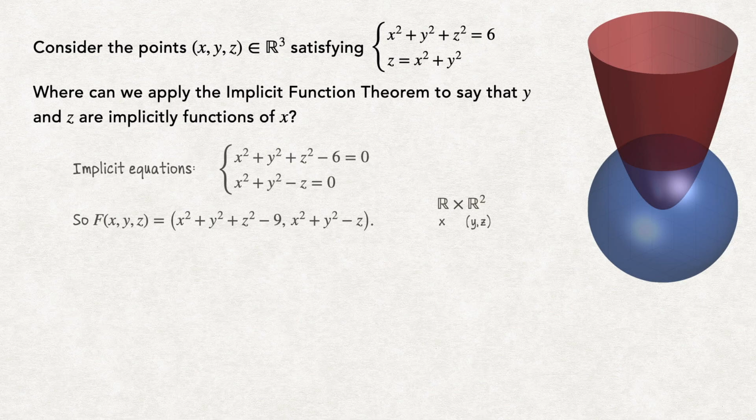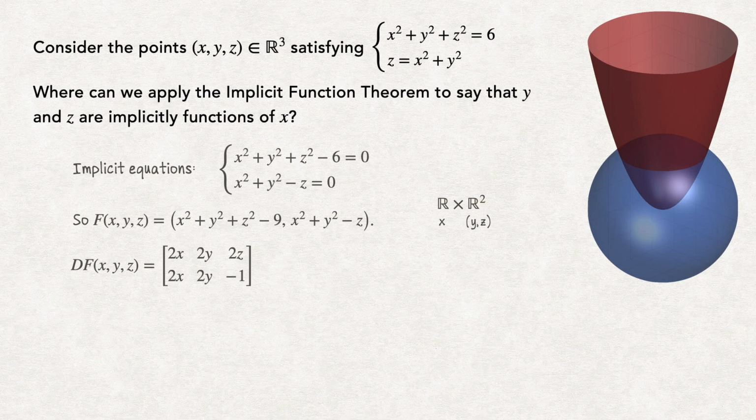So the breakdown for R3 that you should have done was to think of it as the Cartesian product of R cross R2, where we imagine our desired independent variable x as living in R, and our desired dependent variables y and z as appearing in R2. Since capital F is a map from R3 to R2, the Jacobian is 2 by 3, and here it is. Take a moment, if you didn't get this far, to identify the 2 by 2 submatrix whose invertibility we need to assess.